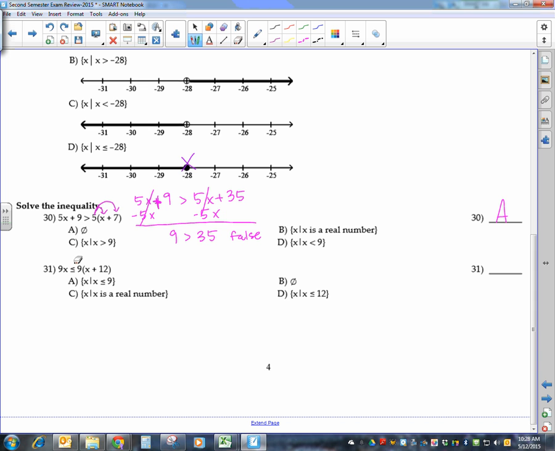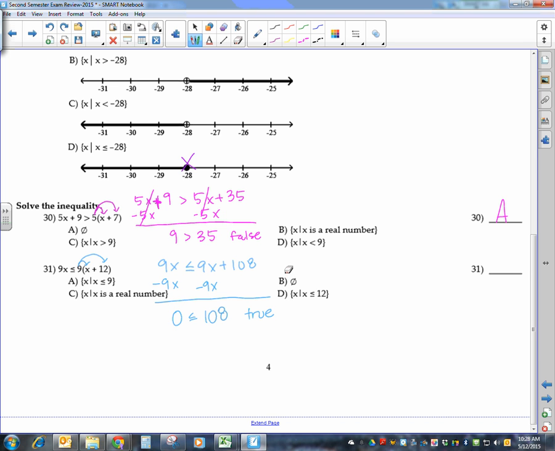Okay, on the next one, again, distribute 9 times x and 9 times 12. So I have 9x is less than or equal to 9x plus 108. And I subtract 9x, and 0 is less than or equal to 108. Is 0 less than 108? Absolutely it is. It's true.